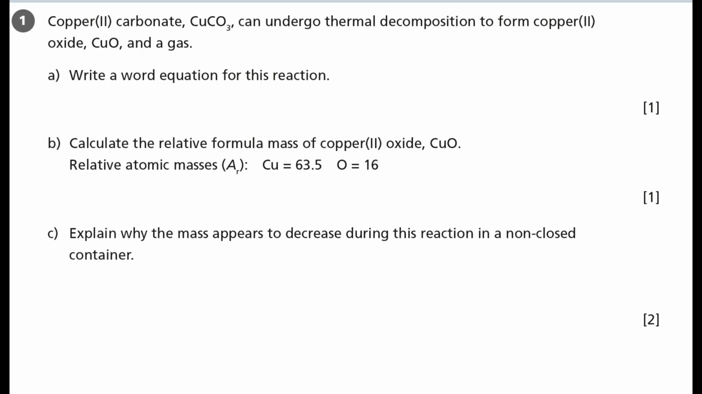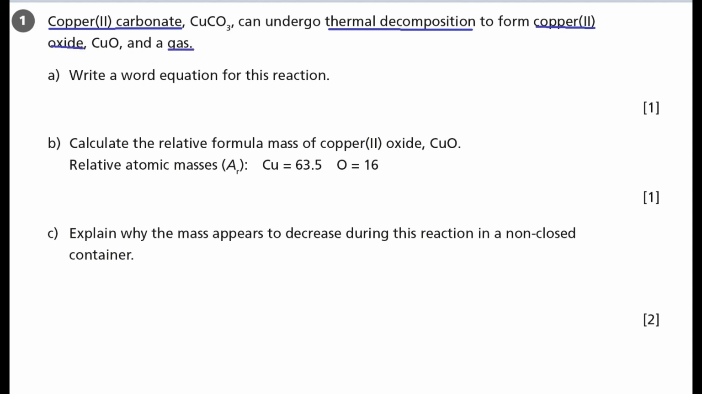Let's read the rubric together. Copper 2 carbonate with the formula CuCO3 can undergo thermal decomposition to form copper 2 oxide with the formula CuO and a gas. So what's the key information we've been given here? We have started the reactant is copper carbonate. The chemical reaction is thermal decomposition, and what we've made is copper 2 oxide and a gas.